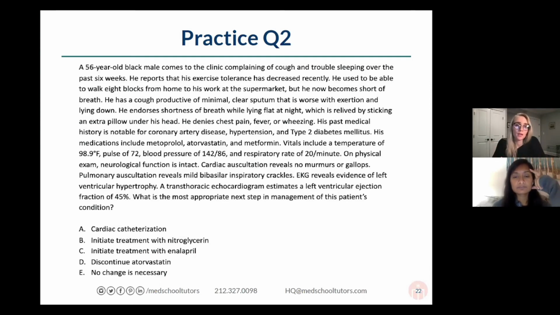And then I get to the beginning of this really long vignette, and I think, okay, 56-year-old Black male. So they've already given us some information about his age. He's got some cough, trouble sleeping, 6 weeks. So it's not sudden crushing chest pain that just started 2 hours ago. Exercise tolerance has decreased recently. Used to be able to walk 8 blocks, now he becomes short of breath. Cough, clear sputum, worse lying down, shortness of breath, better with sticking a pillow under his head.